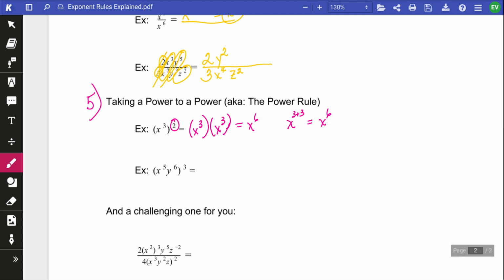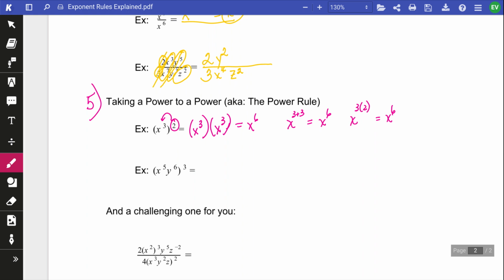The other thing to remember is, how else do we get 6? We can take 3 times 2. So x to the 3 times 2 gives us x to the 6th. So whichever way you prefer doing it, you get the same answer. So x to the 6th is our answer to that one.